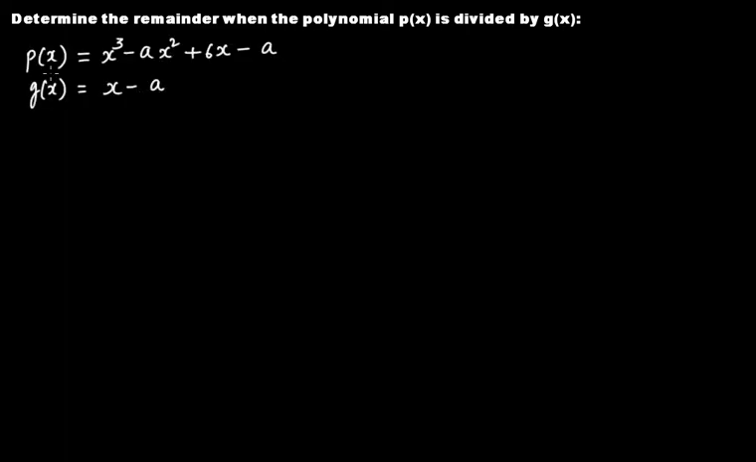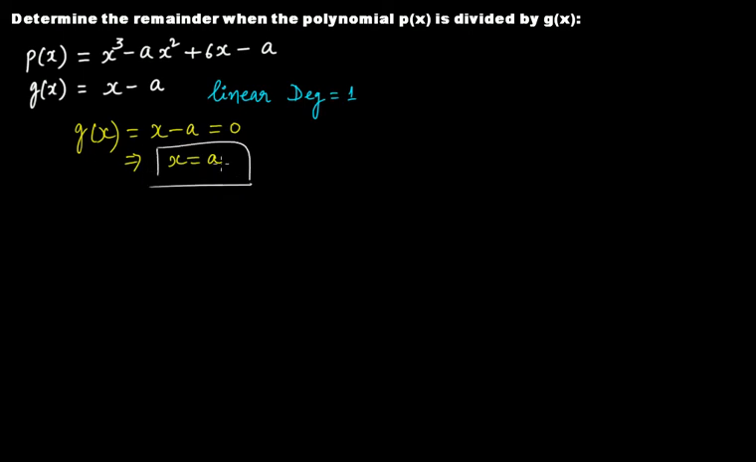In this next one, you have p(x) equal to x cubed minus a x squared plus 6x minus a, and g(x) is equal to x minus a. Again, your g(x), that is the divisor polynomial, is a linear polynomial because its degree is 1. To find its zero, let's equate g(x) equal to x minus a to 0, and from here you get x equal to a. So x equal to a is the zero of this polynomial.